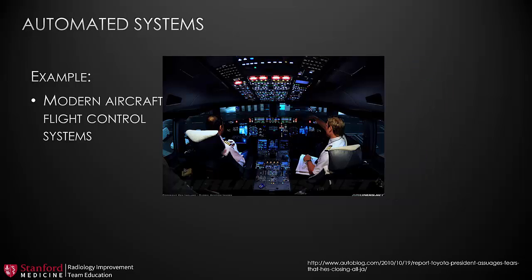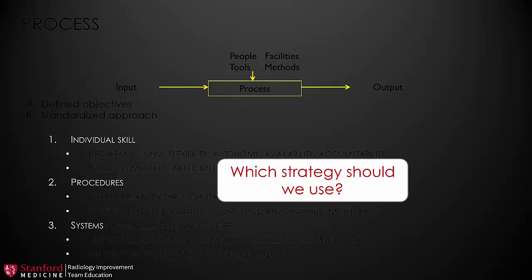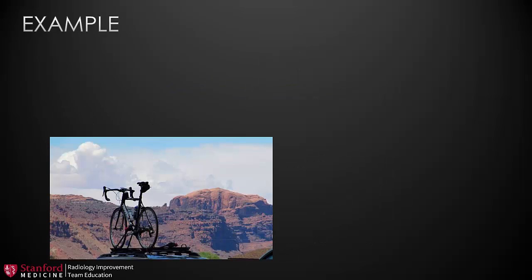Most people don't realize that one might say that Toyota is a large training company that happens to also build cars. And finally, we also won't say much about automated systems except to say that that's where you can really achieve high levels of reliability. For example, modern commercial airliners have such sophisticated flight control systems that they can literally fly themselves. Okay, so if we have three basic approaches to a process, it begs the question, how do we know which one we should use? Well, here's an example.